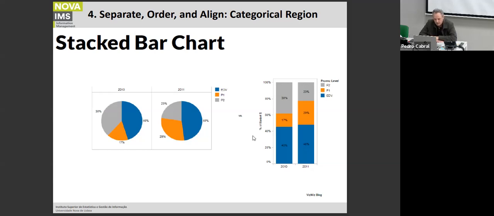Remember the ranking of effectiveness? You have the angle in the middle of the table, not on the top. So we always prefer comparing lengths to comparing angles. We should always give priority to bar charts compared to pie charts.